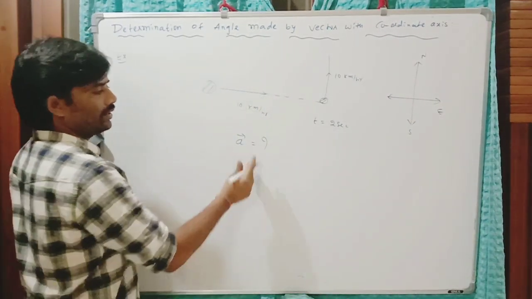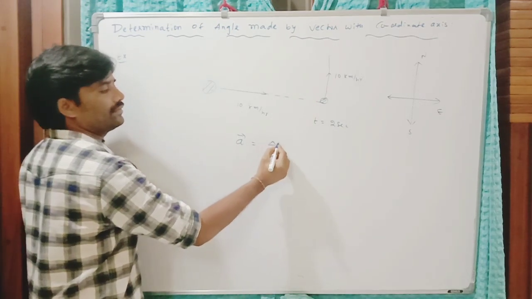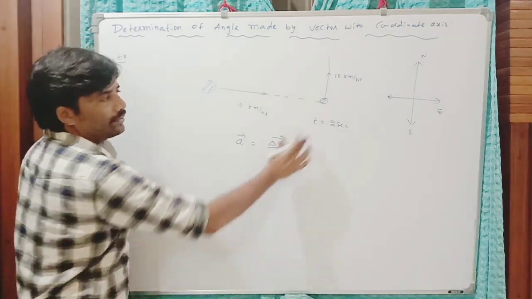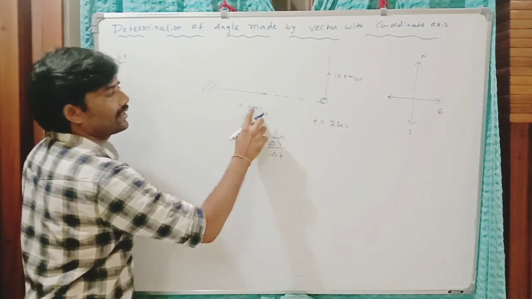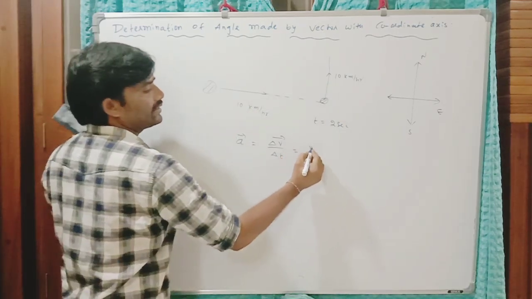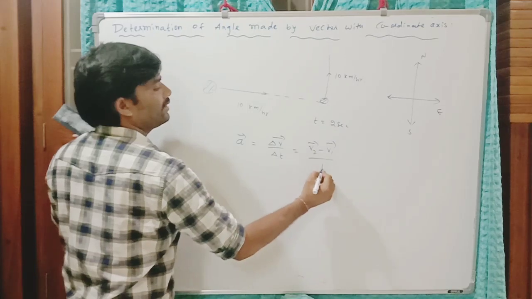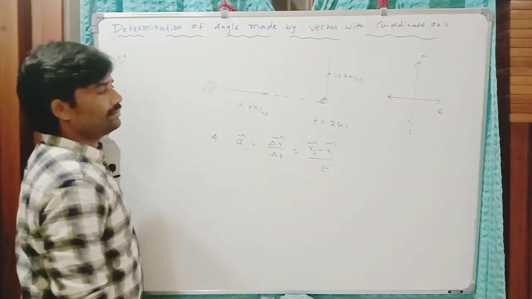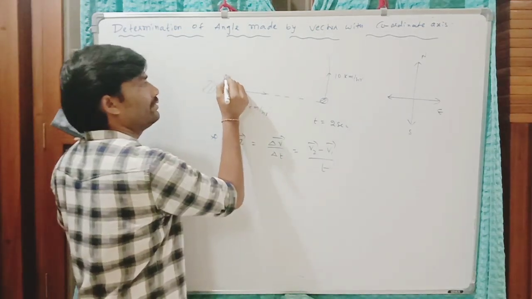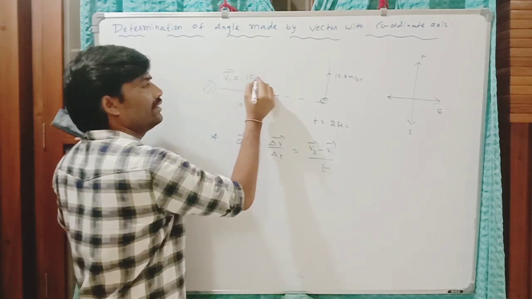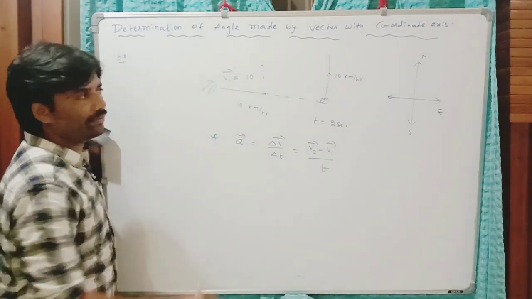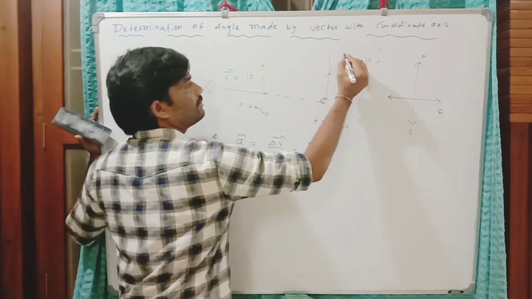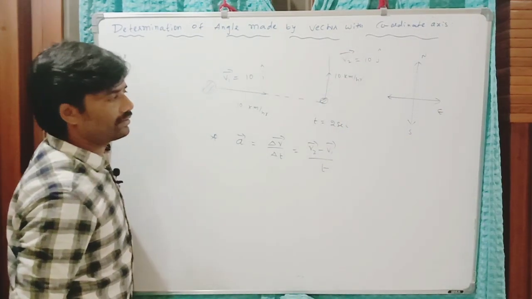You can see, what is the acceleration? Rate of change of velocity, or total change in velocity by total time. Total time is 2 seconds. For change in velocity, you should not take 10 minus 10. This is final velocity minus initial velocity by time. That is the formula for average acceleration. Here V1 is 10 i cap, 10 km per hour towards east. What about V2? V2 is 10 j cap, that is V2 bar in vector form.